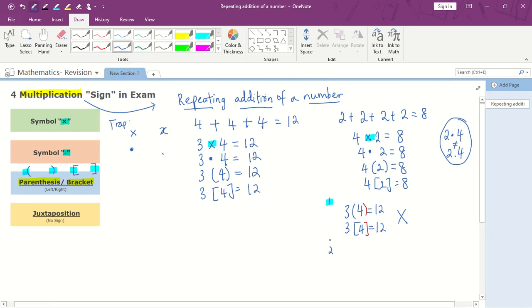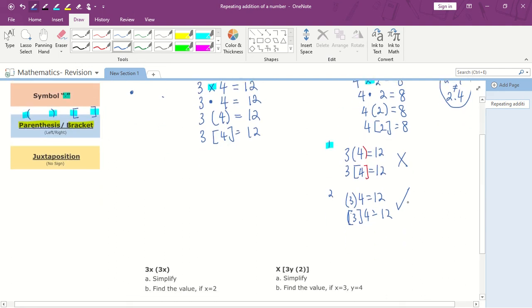And I know you usually will ask a second question. If 3, 4, 12, bracket 3, 4 is equal to 12. Is that correct? Now I'm putting the parenthesis and bracket on the left number instead of the right number. Is that correct? The answer is yes. This is correct. But mostly we put it at the left, so try to avoid this, although it is correct.